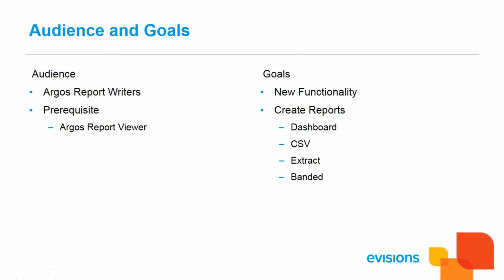The intended audience for the training is the Argos Report Writer. The prerequisite to this training is the Argos Report Viewer training, or a basic understanding of the Argos product. The goal of this training is to demonstrate the functionalities available to the report writer and how to create each of the 4 types of reports in Argos.